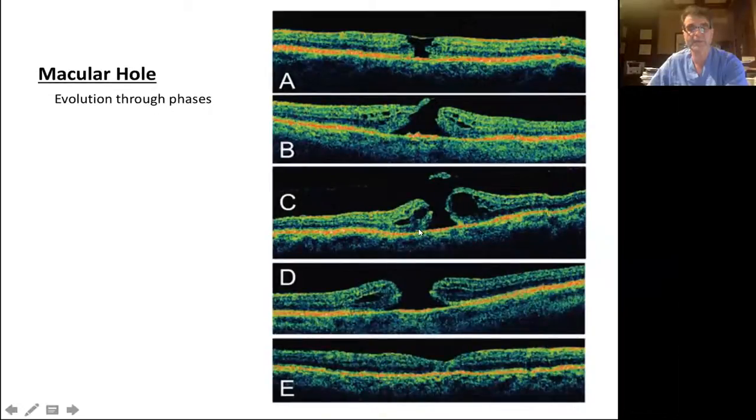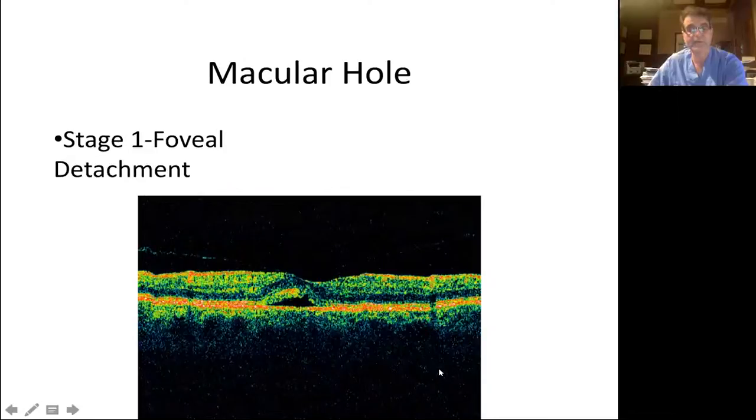I want to point out we have resolution of the macular hole on E. This is a post-surgical repair. And often in post-surgical repair, there's some slight irregularity in the fovea, which is quite typical. And patients typically see quite well with this. So on to the evolution.